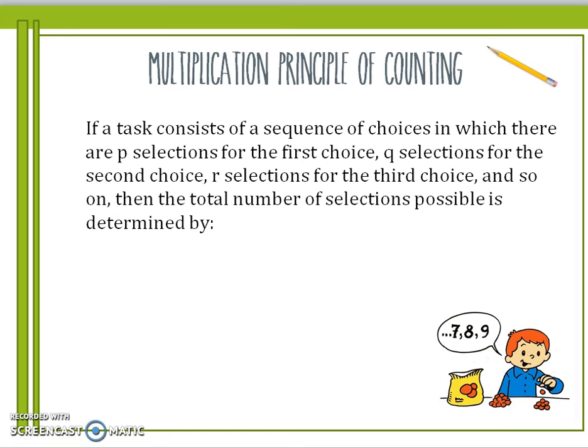What this is called, again, I've been saying it over and over, is the multiplication principle of counting. If a task consists of a sequence of choices in which there are P selections, just like we had 4 friends for the first choice, Q selections for the second choice, in our last example we had some different backgrounds, and then R selections for the third choice, then the total number of selections is just determined by their product, P times Q times R.